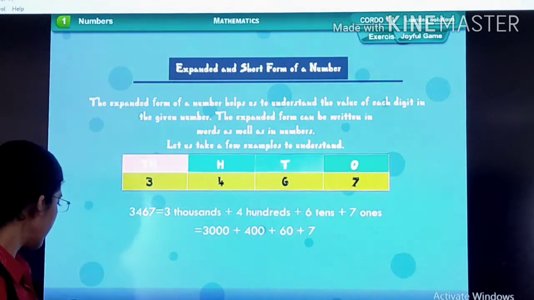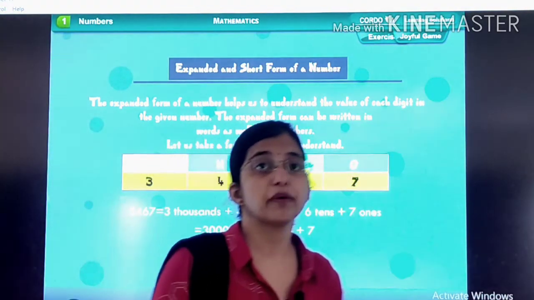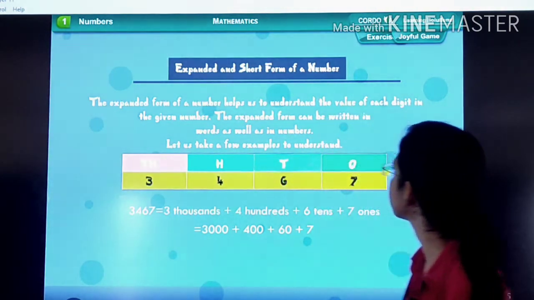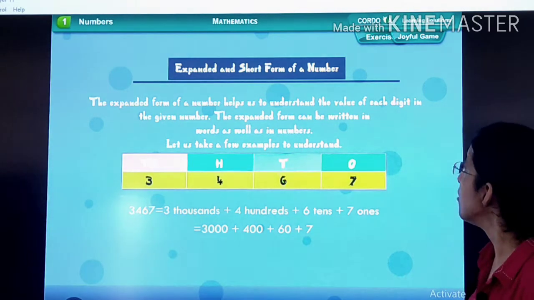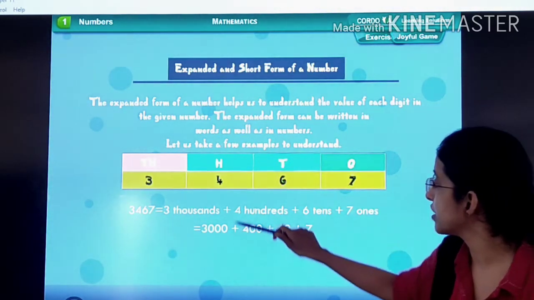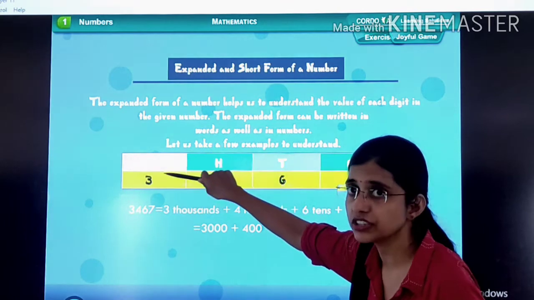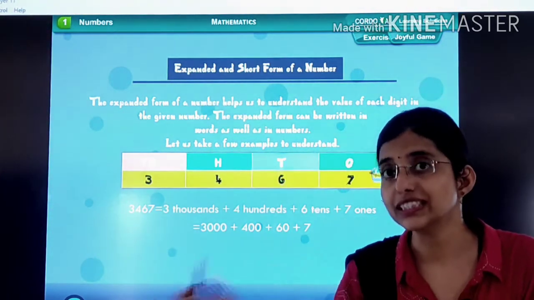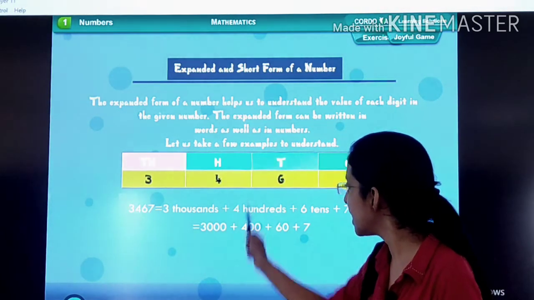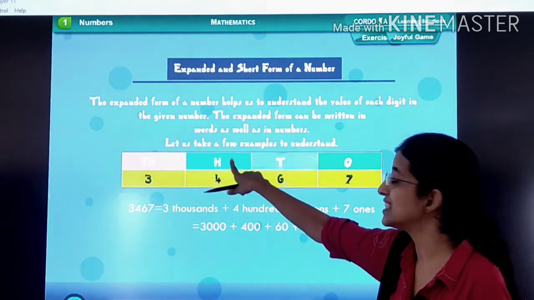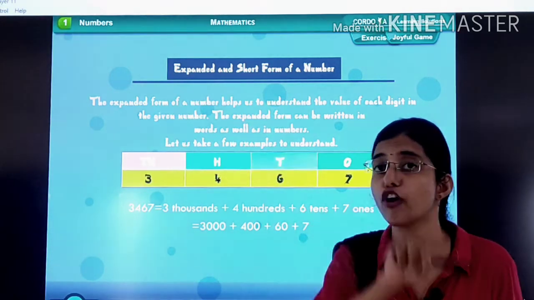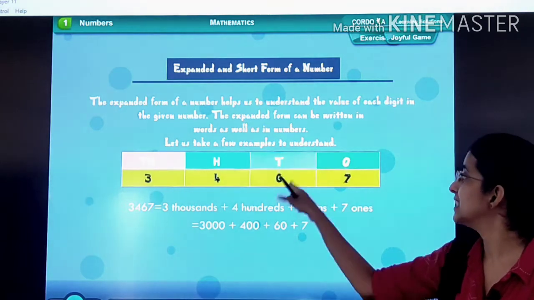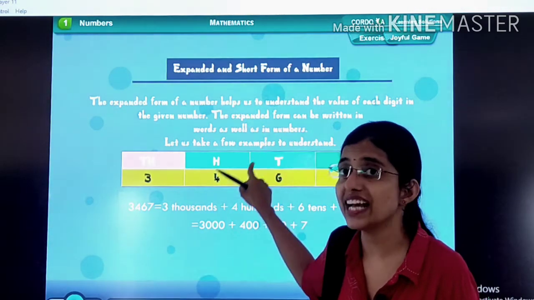This is the expanded form in words. ये expanded form है in words. अब अगर हमें expanded form in numbers लिखना हो तो what will we do? We will write the value of each digit in the given number. 3 is present at thousands place. So what will be the place value of 3? 3 into 1000, that is 3000. Plus 4 is present at hundreds place. So 4 into 100, that is 400. Plus 6 is present at tens place.